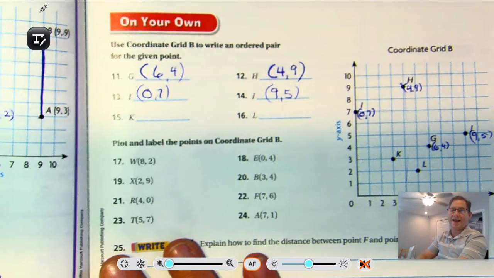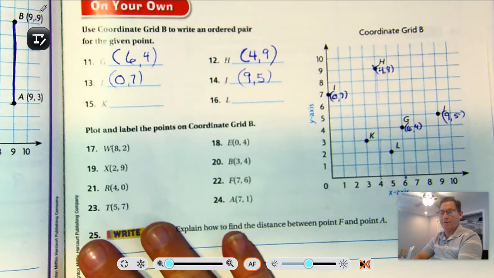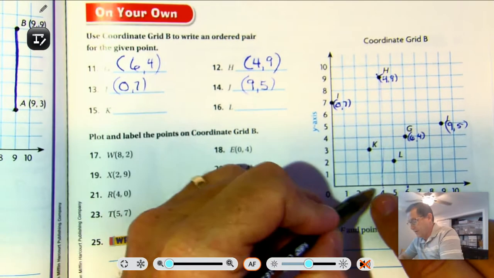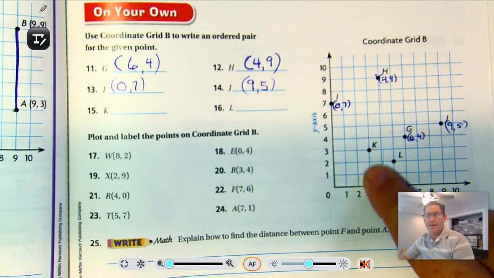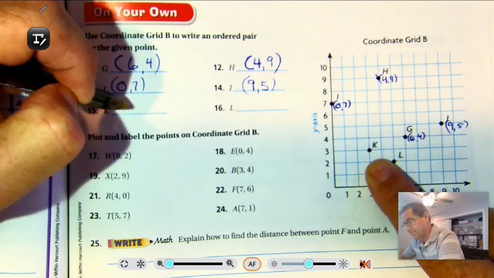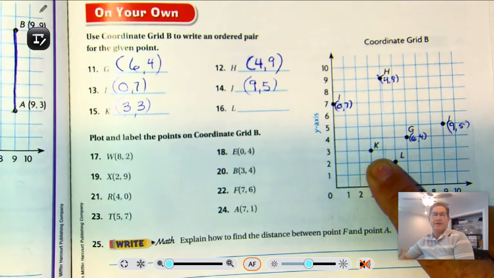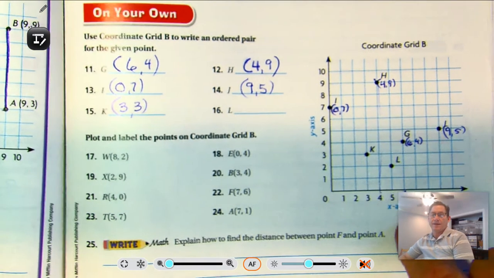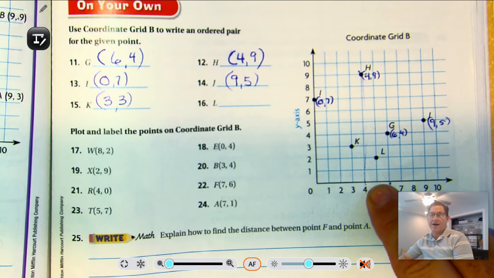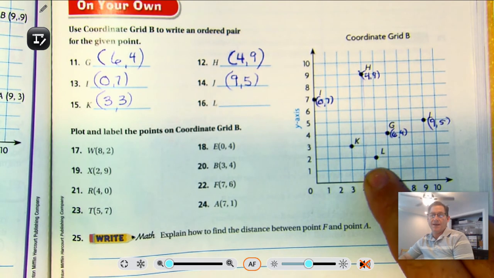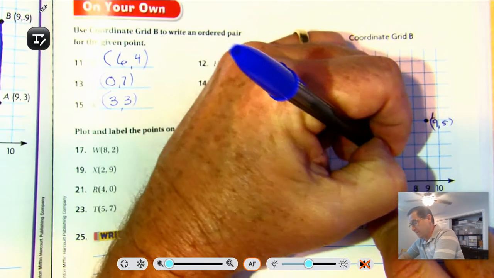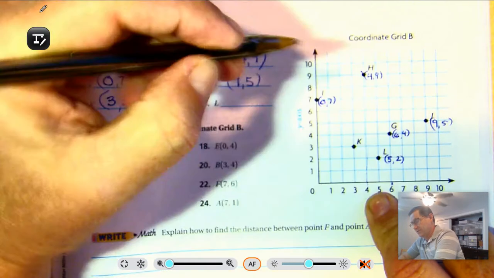All right, point K. Point K is 3 to the right and up 3. 3, 3. And L. L is located at 5 to the right and up 2. 5, 2.